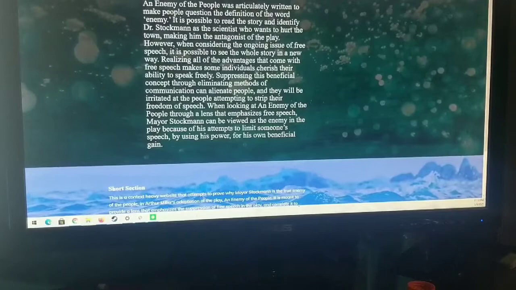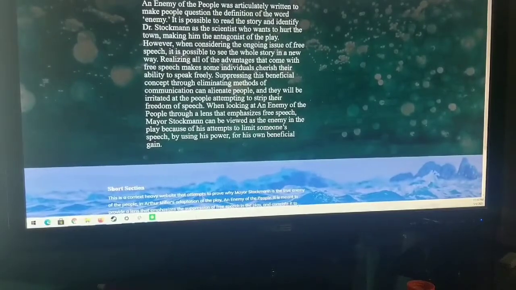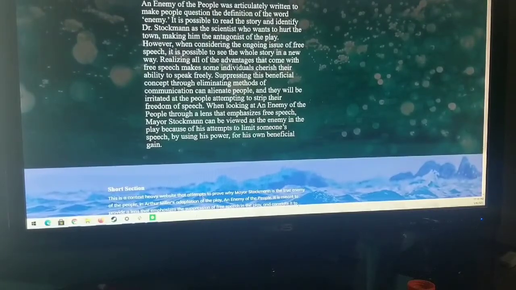When looking at An Enemy of the People through a lens that emphasizes free speech, Mayor Stockman can be viewed as an enemy in the play because of his attempts to limit someone's speech by using power for his own beneficial gain.